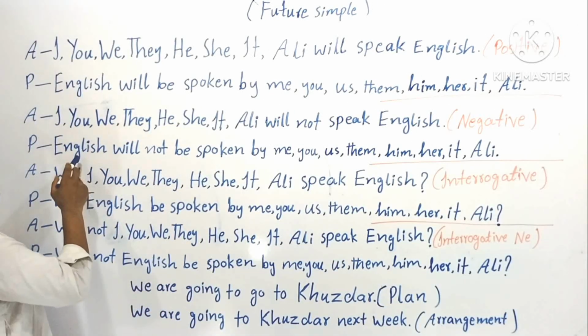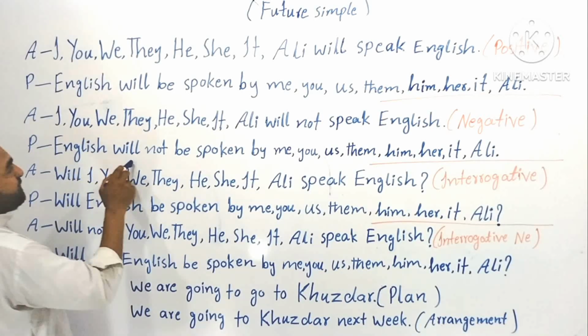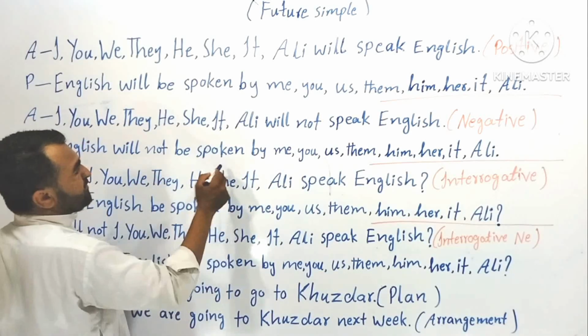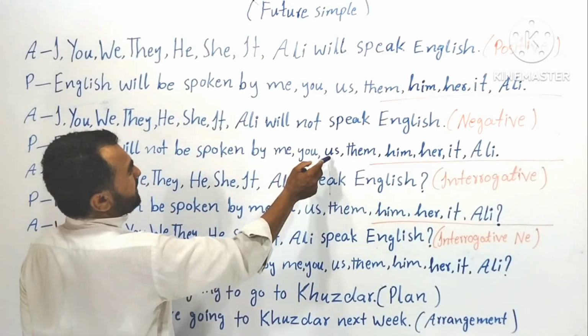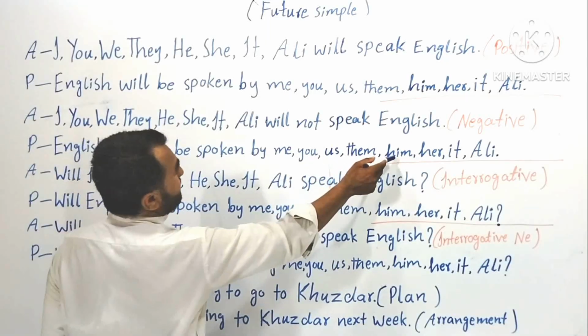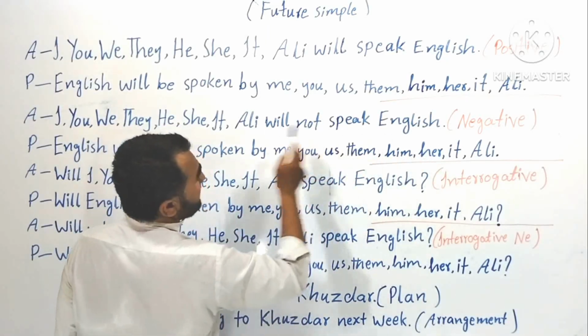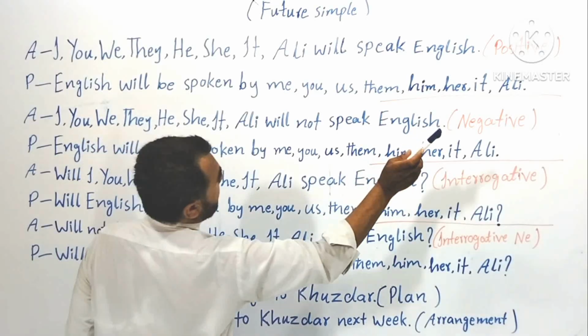Understood? Now look at the negative of passive voice. English won't be spoken by me, English won't be spoken by you, English won't be spoken by us, English won't be spoken by them, English won't be spoken by him, English won't be spoken by her, English won't be spoken by it, English won't be spoken by Ali.